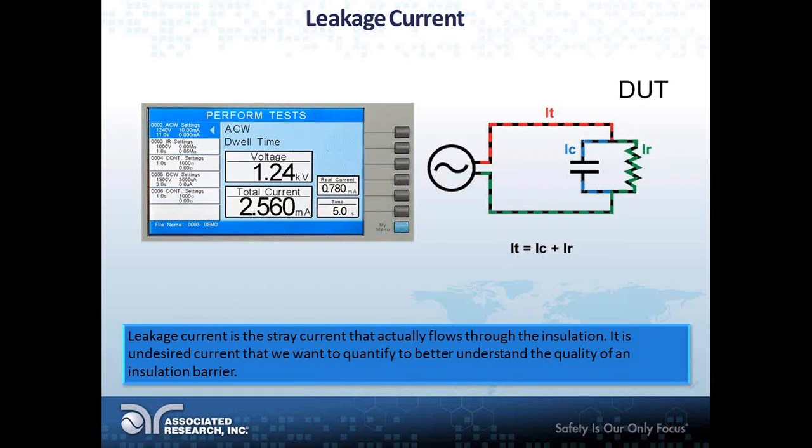Most Hipot testers manufactured by Associated Research are capable of distinguishing between total and real current. So that's a great feature to have for those who are trying to differentiate between total current and real current. So basically, once again, leakage current is the stray current that actually flows through the insulation. It is the undesired current that we want to quantify to better understand the quality of our product's insulation. And that's the reason why we perform the Hipot test: to stress the insulation and see how good the insulation is and how much voltage it can withstand before breaking down.